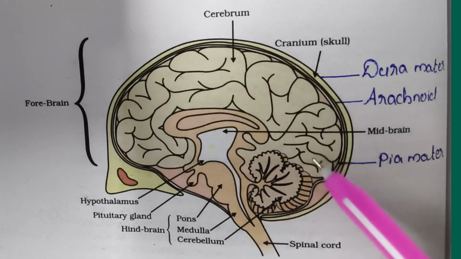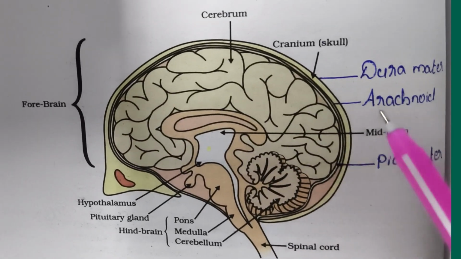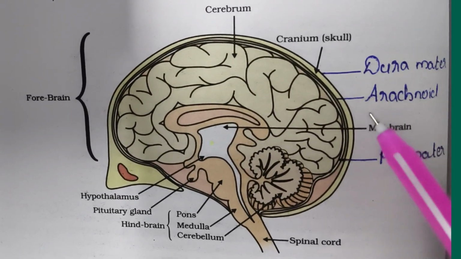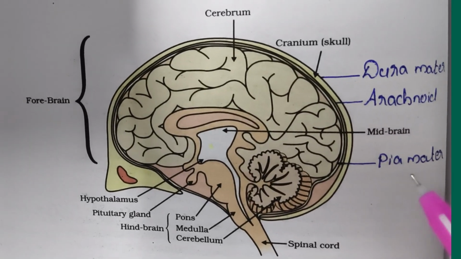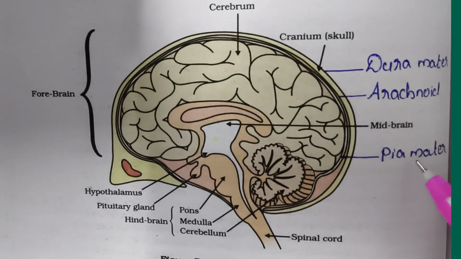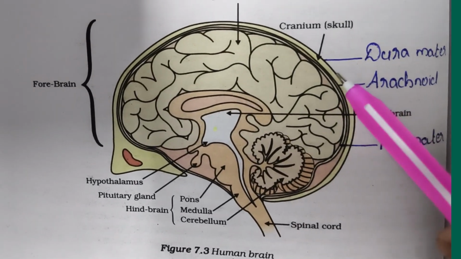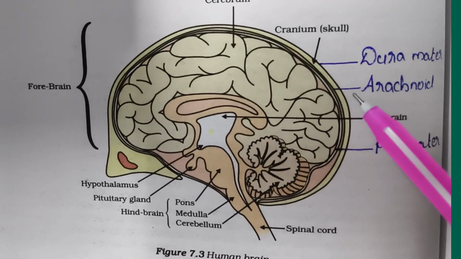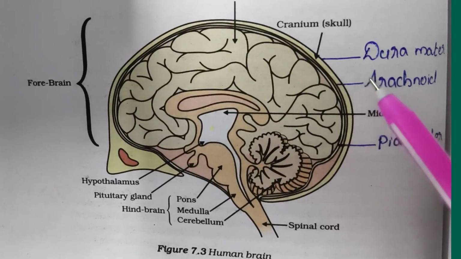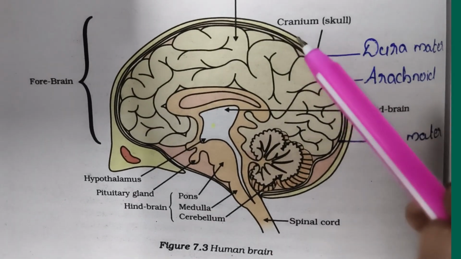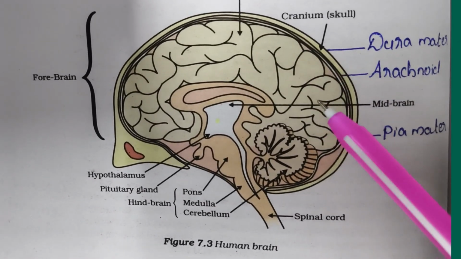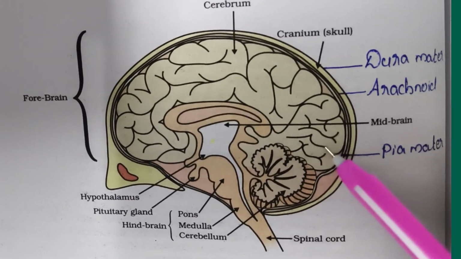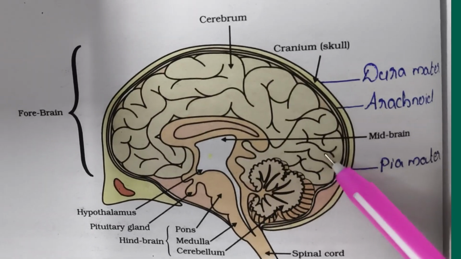Next, the brain is covered by 3 membranes. These membranes are together called meninges: the outer dura mater, the middle arachnoid mater, and the inner pia mater. In between these meninges, a fluid is present. That fluid is called CSF, cerebrospinal fluid. By the help of CSF and the cranium of the skull, it protects our brain from injuries and shock.